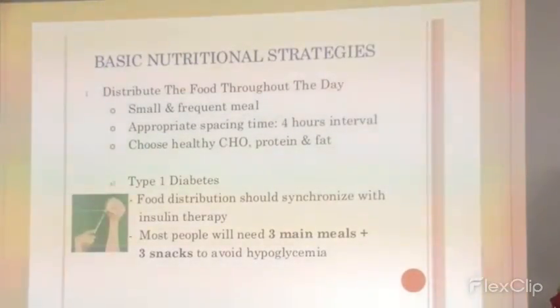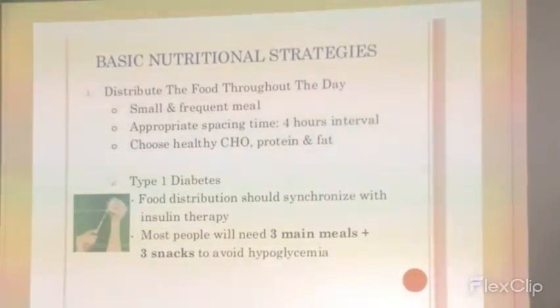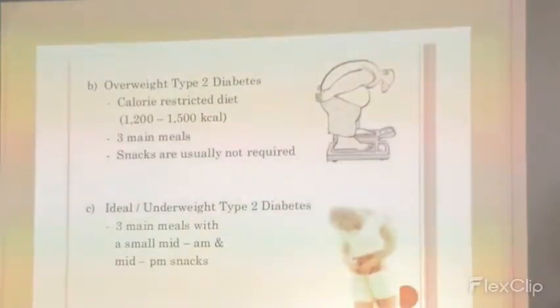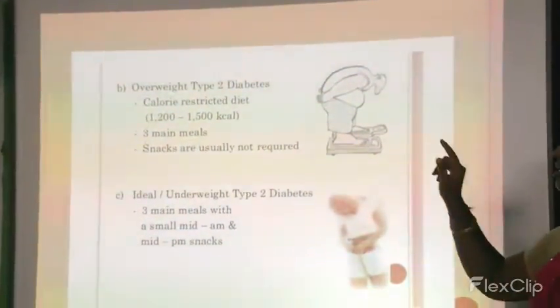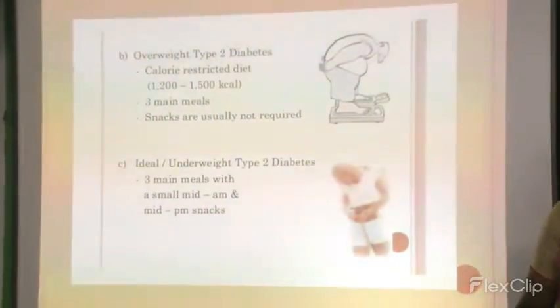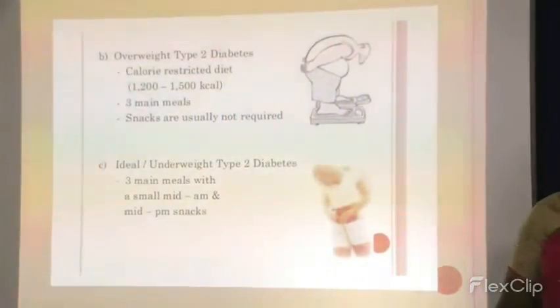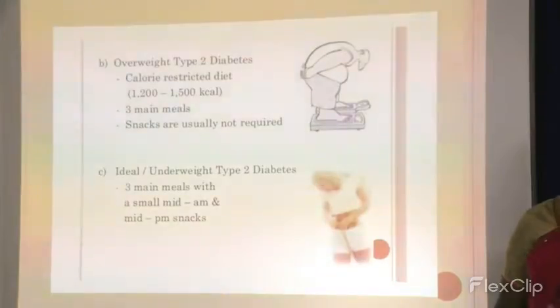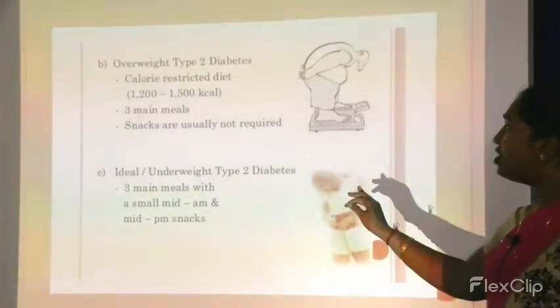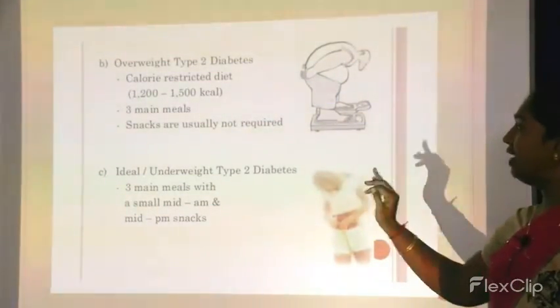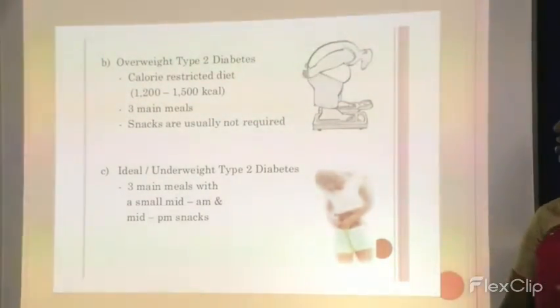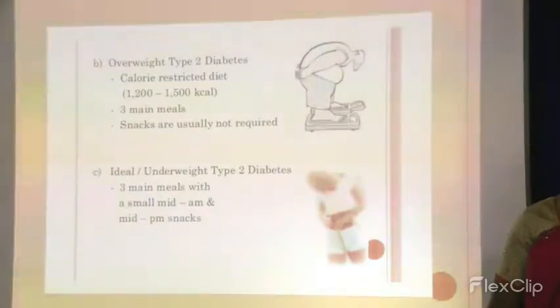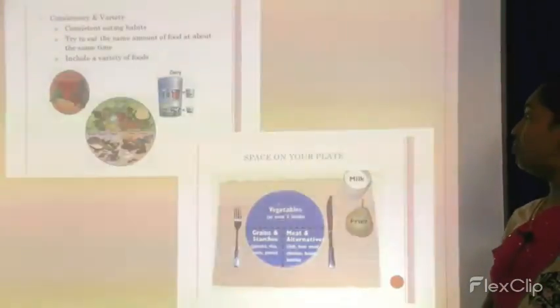Most people will need 3 meals plus 3 snacks to avoid hyperglycemia. When the person is overweight with type 2 diabetes, calories are restricted to 1200 to 1500 kilocalories. 3 main meals should be followed; snacks are not usually required. When the patient is of ideal weight or underweight with type 2 diabetes, 3 main meals and a small mid-evening or mid-morning snack are provided.